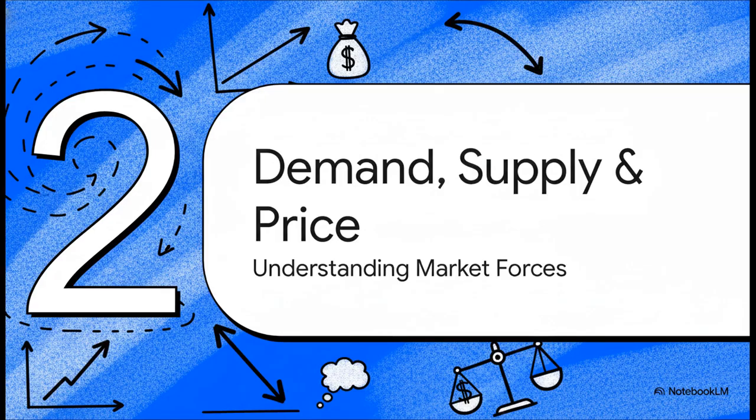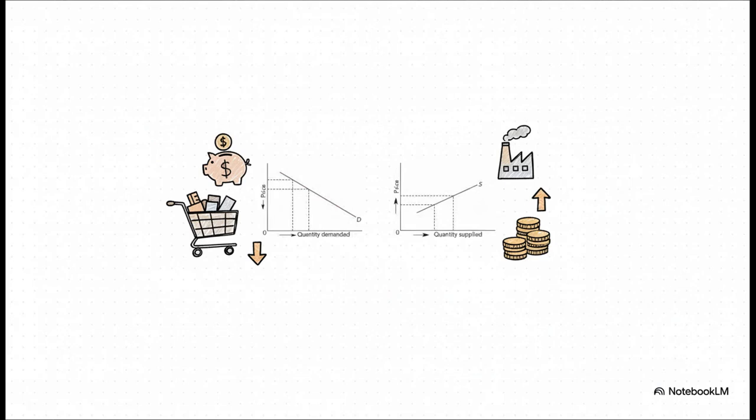A key part of that definition we just saw was satisfying needs profitably. Well, a huge part of being profitable is setting the right price. And to understand pricing, we've got to get to grips with the fundamental economic forces of demand and supply. Okay, so on the left, you've got the demand curve. It always slopes downwards because, well, it's pretty intuitive, right? When other things are equal, what economists call ceteris paribus, as the price of something falls, people want to buy more of it. Then on the right, the supply curve slopes upwards.